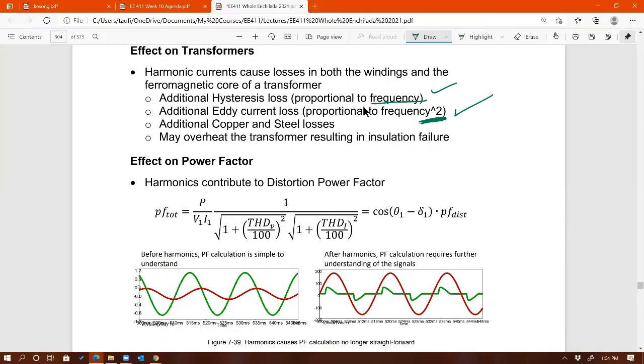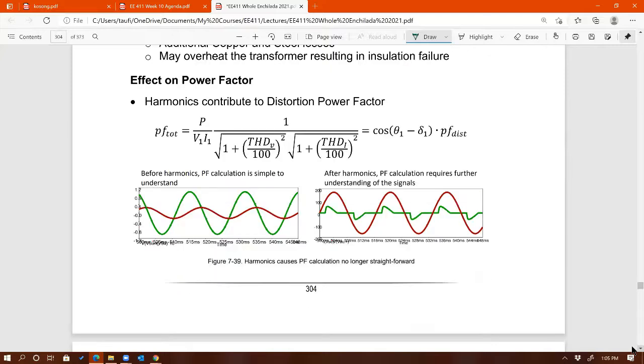So if you have current flowing through this transformer that has higher than 60 hertz, then of course the transformer is going to be heating up due to the higher frequency content of the current. That gives extra additional losses for hysteresis as well as eddy current loss. Okay, so that would overheat the transformer.